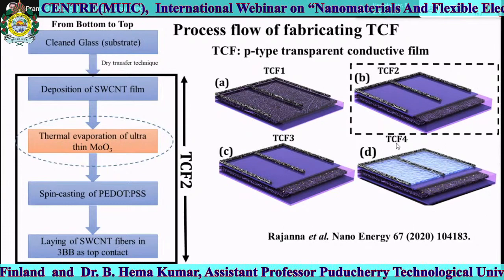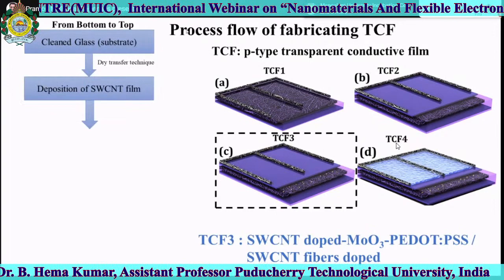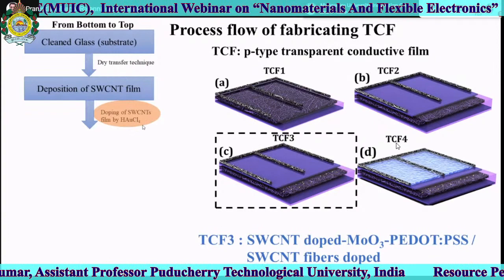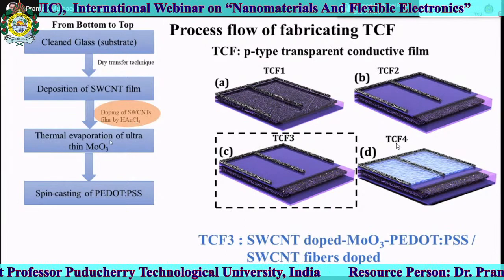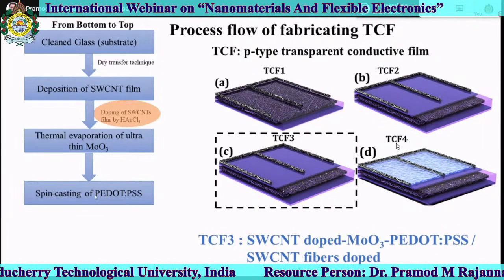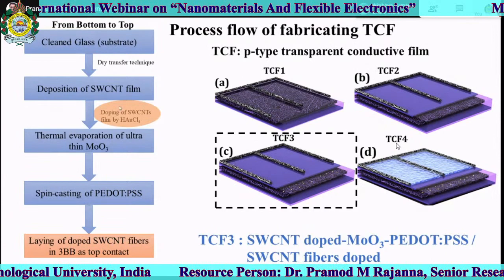And then we have the TCF3, which basically is the same approach. We have the carbon nanotubes on the glass. Then we dope the carbon nanotubes with chloroauric acid, which is a wet doping or chemical doping. And then we repeat the process of thermal evaporation of ultra-thin moly oxide and spin coat of the PEDOT:PSS. And then we dope the fibers again. So here, both the film and the fibers are doped. So this whole stack forms TCF3.